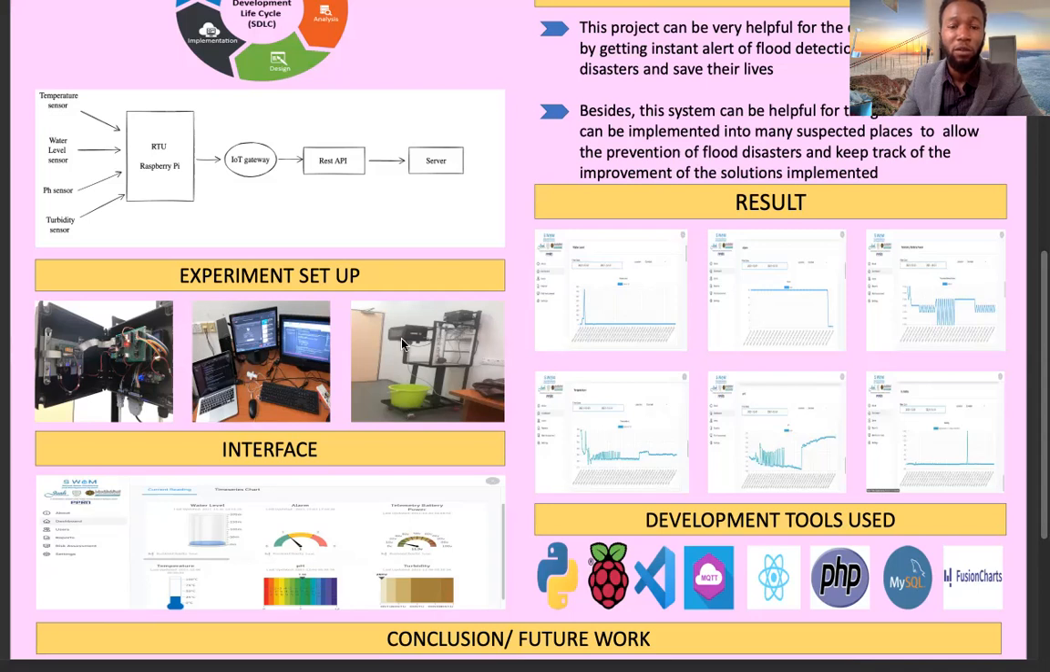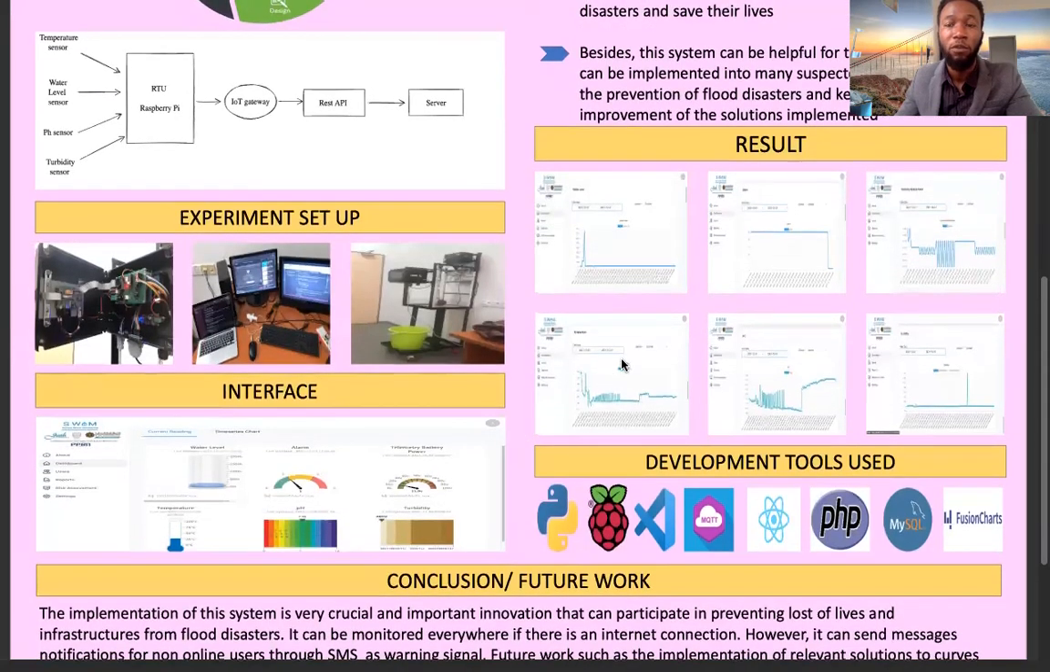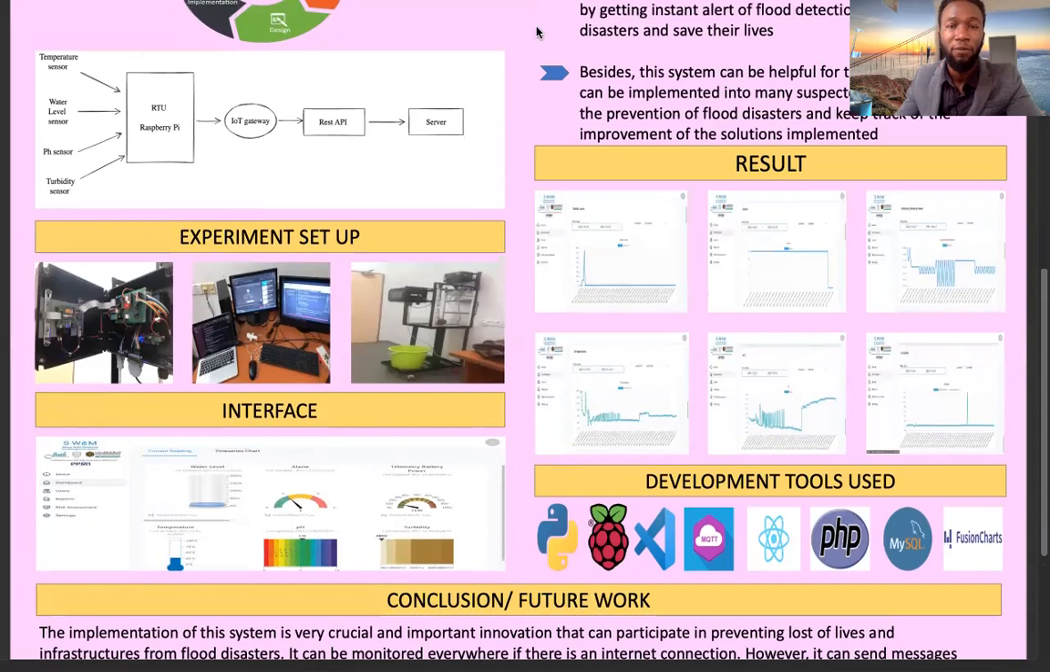So the third picture is the whole implementation, the RTU with the tank, and in this green tank here, this is where we put the water in order to test the system and capture the data to be sent to the server. So about the interface and the results, I'm going to show you from the SWAM website.